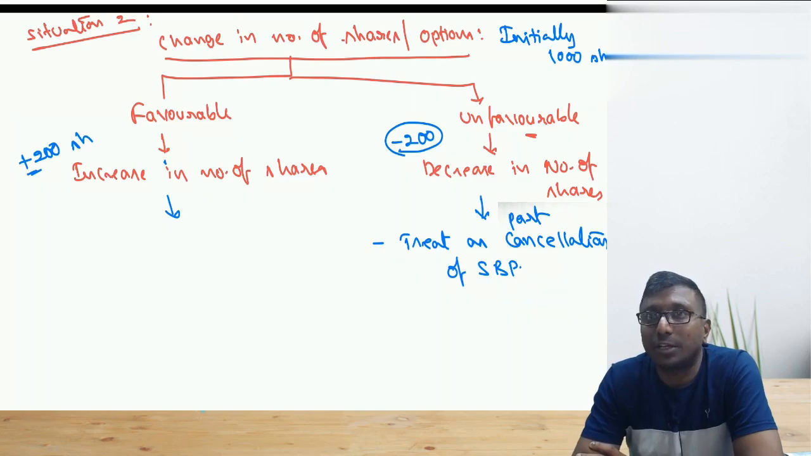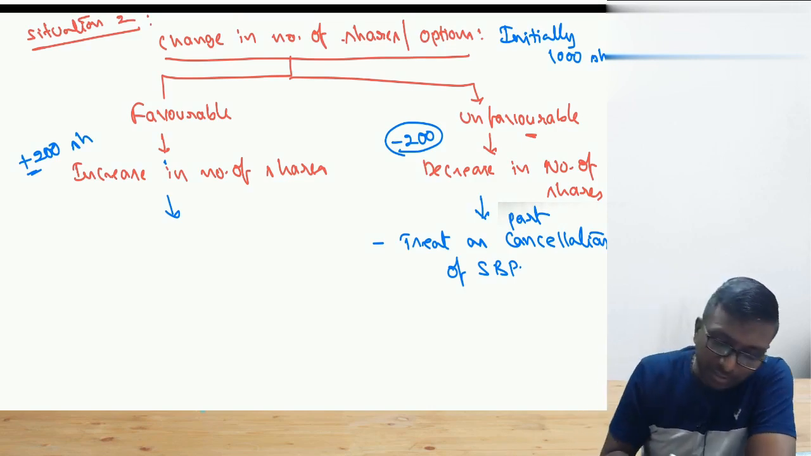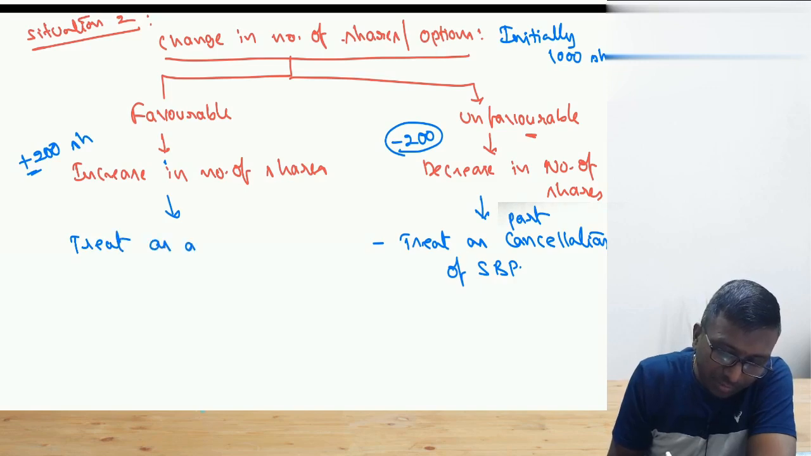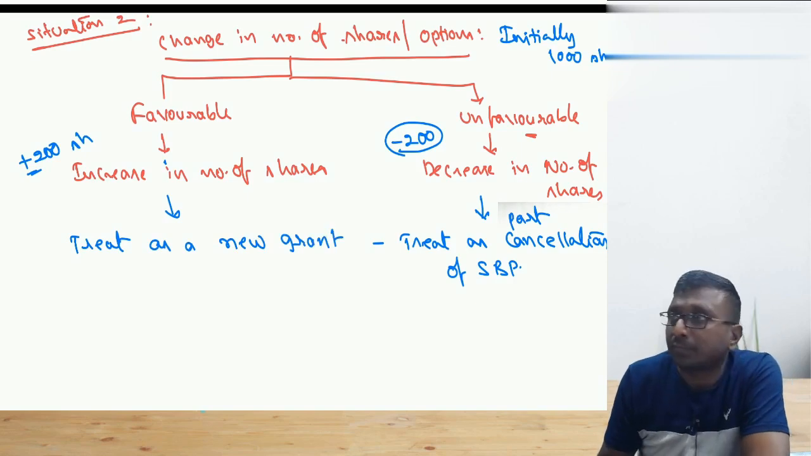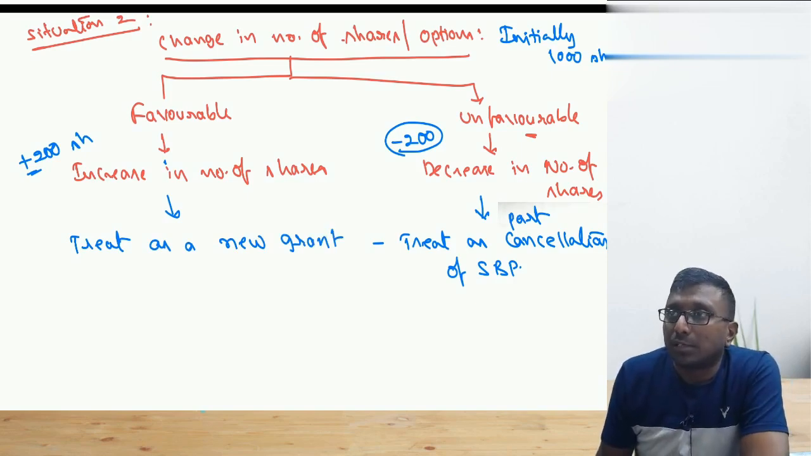Correct, the modification day, and that amount should be charged over the new vesting period of 2 years. Correct? Right, exactly. Treat as a new grant.